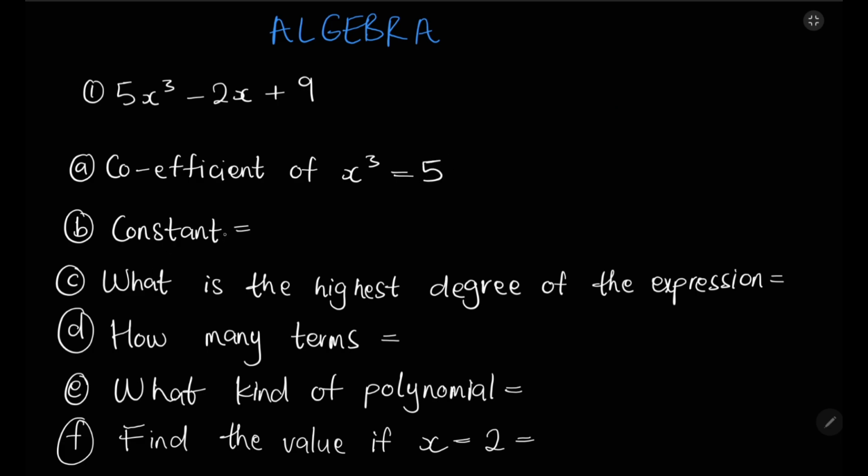What is the constant? Remember, the constant term does not have a variable. So we have 5x to the power 3 minus 2x plus 9. Our constant is 9.